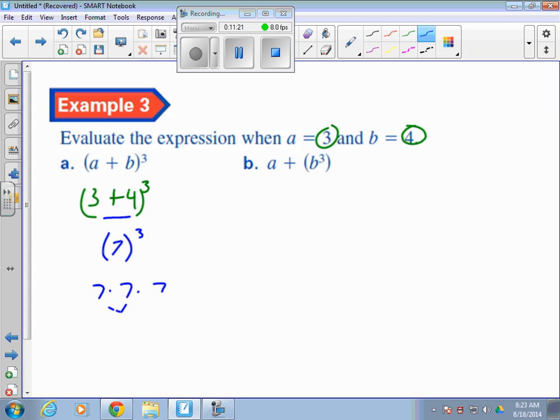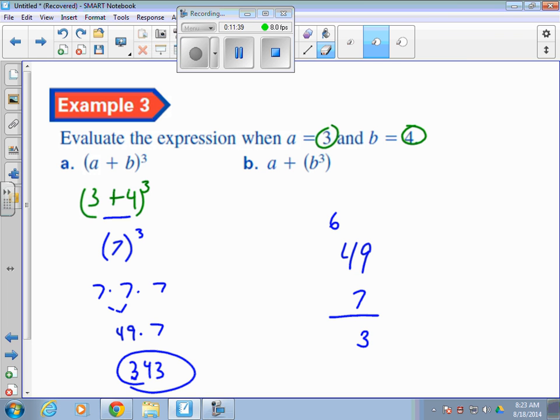We know that 7 times 7 is 49. Now we've got something we can't do as easily. You might have to stack them on top of each other. 49 times 7. 7 times 9 is 63. 4 times 7 is 28. So that's going to give us 343 for that one, 343.